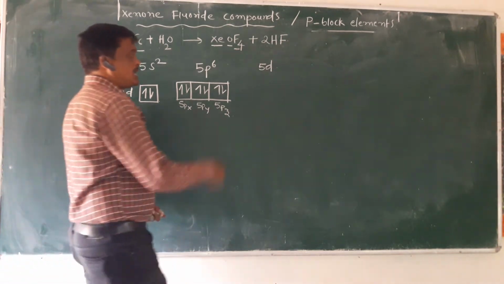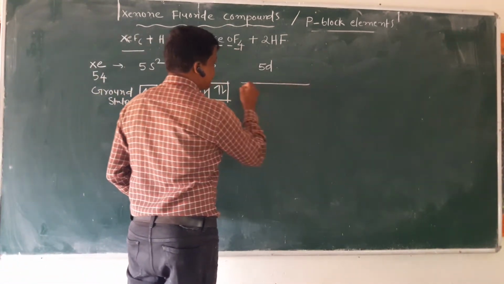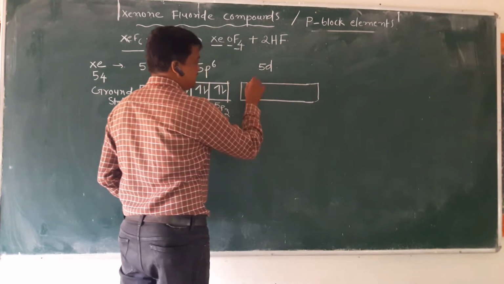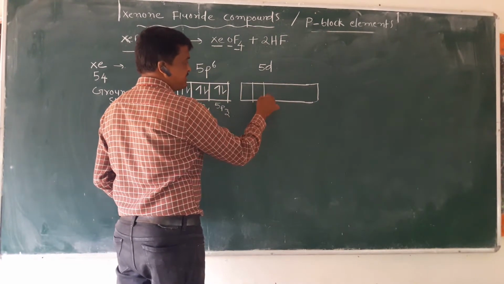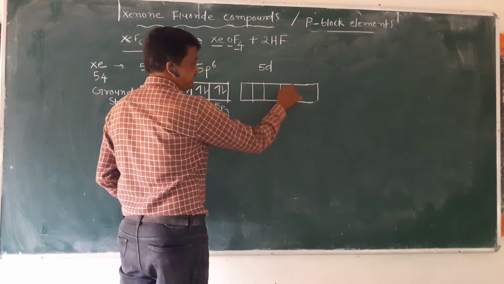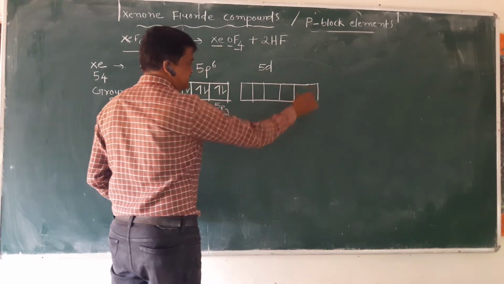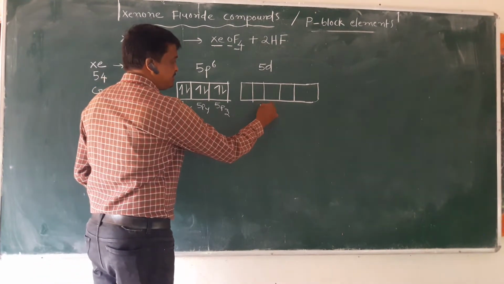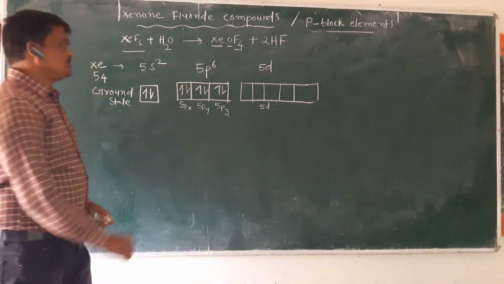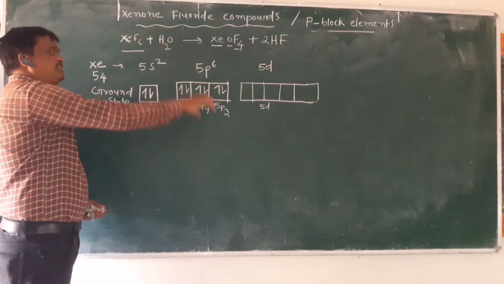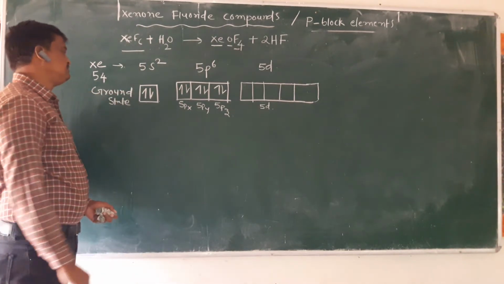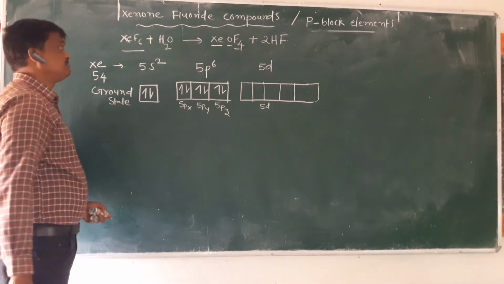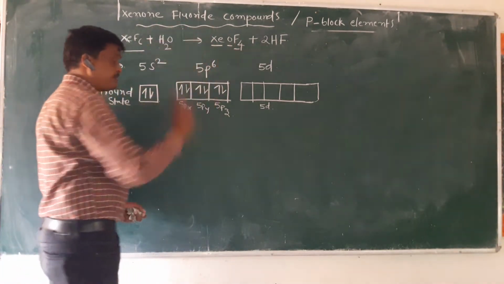After that there is the d orbital. In the d orbital, this is clearly a vacant d orbital. You know that dxy, dyz, dzx, dx square minus y square, and dz square. This is the 5d orbital. So let us discuss xenon excited state third. It is possible in xenon excited state third in the xenon oxytetrafluoride compound.